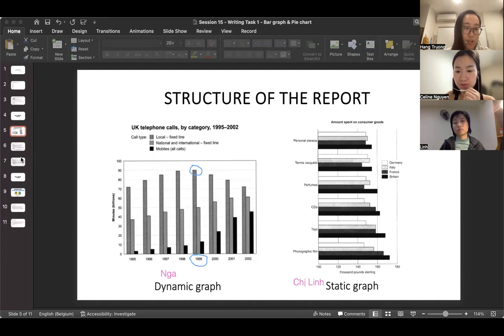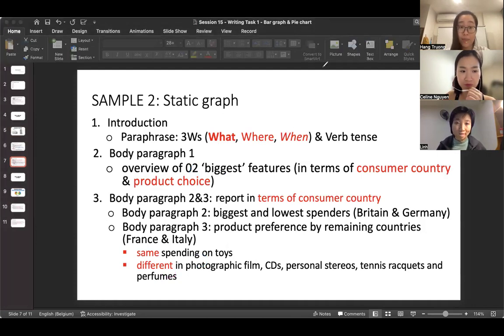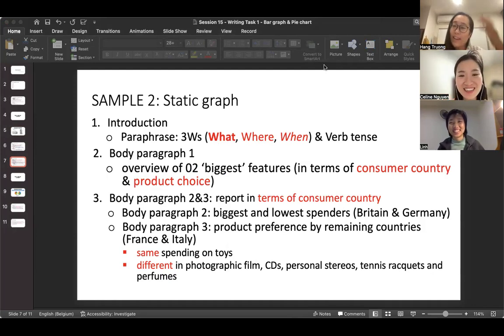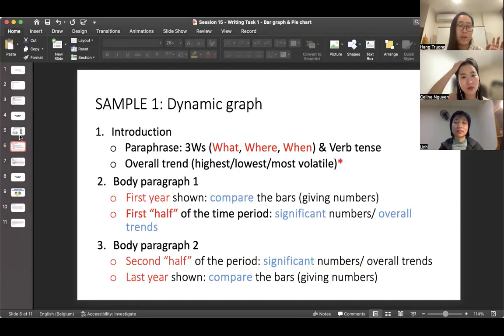Now let's come to sample 2, a static graph. This one does not have any information regarding time, but in terms of writing the introduction, you still have to do the same thing, right? So Chị Linh, in here, you also paraphrase the requirement. So what, where, when, and pay attention to verb tense. This is something very small, it looks very trivial, but it's not trivial at all.